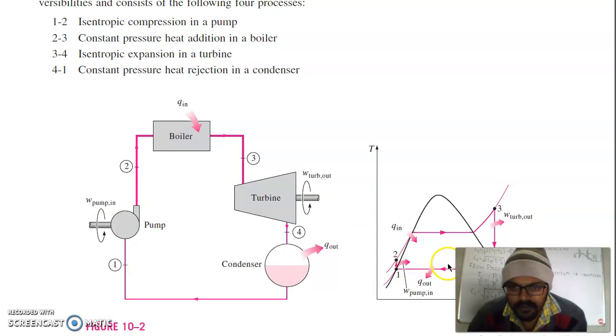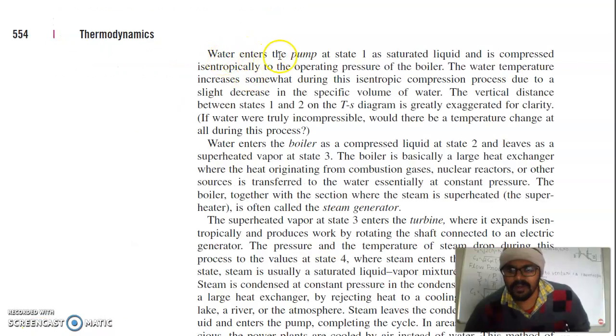Now these 4 processes are combined here. 1 to 2 is isentropic compression in the pump. 2 to 3 is constant pressure heat addition in the boiler. 3 to 4 is isentropic expansion in the turbine, and 4 to 1 is constant pressure heat rejection in the condenser. So in a Rankine cycle, water enters the pump at state 1 as saturated liquid and is compressed isentropically to the operating pressure of the boiler. The water temperature increases somewhat during the isentropic compression process due to a slight decrease in specific volume of water. The vertical distance between 1 and 2 on the TS diagram is greatly exaggerated for clarity.